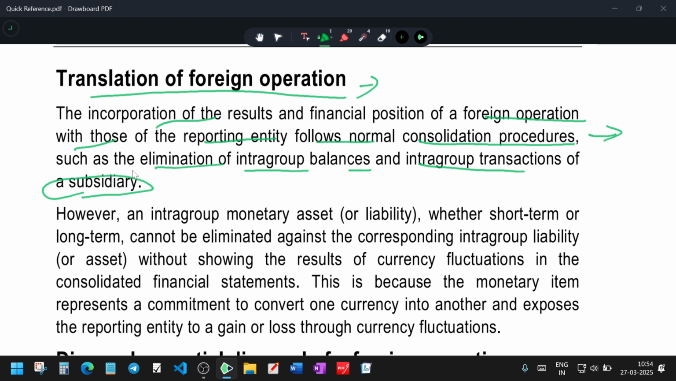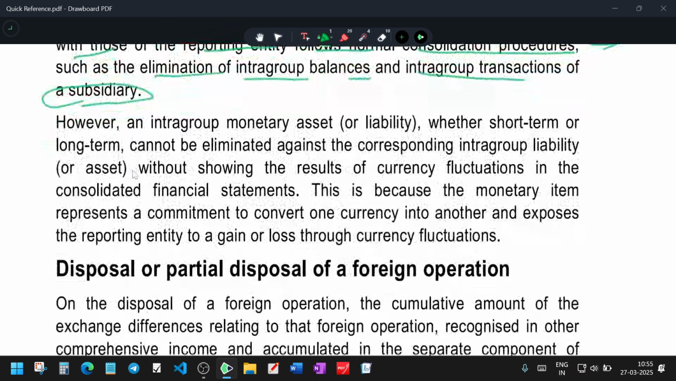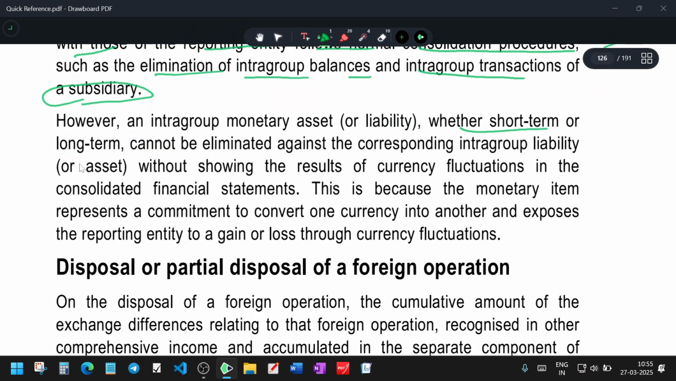I want to give him 100 rupees, he wants to give me 100 rupees. No, knock it off. However, an intragroup monetary asset, whether short-term or long-term, cannot be eliminated against a corresponding intragroup liability without showing the results of currency fluctuation in the consolidated financial statements. So a current asset can't be struck off against a long-term liability, and a current liability can't be struck off against a long-term asset. This is the problem, because when you do so, that may affect the currency fluctuation.